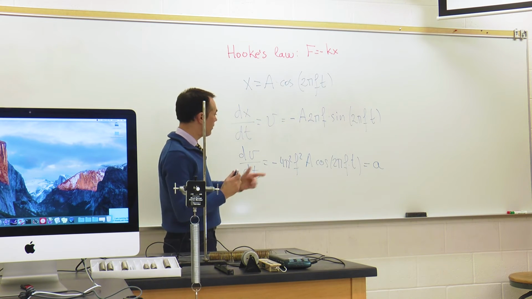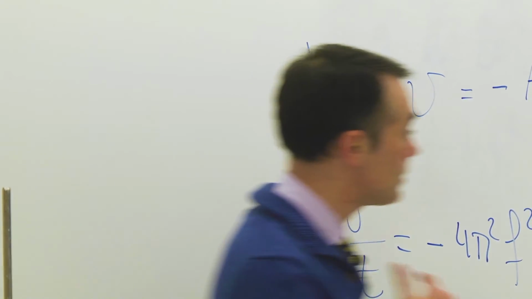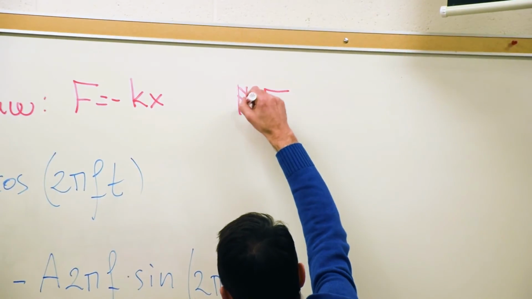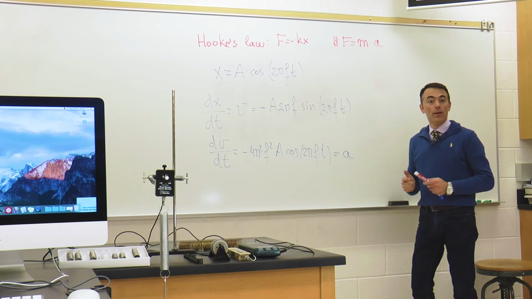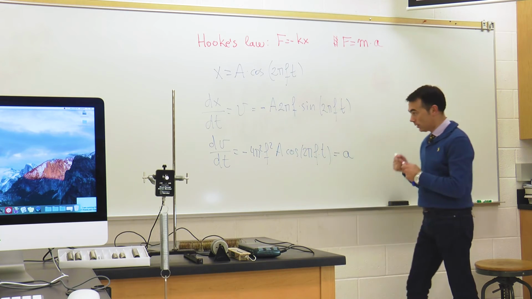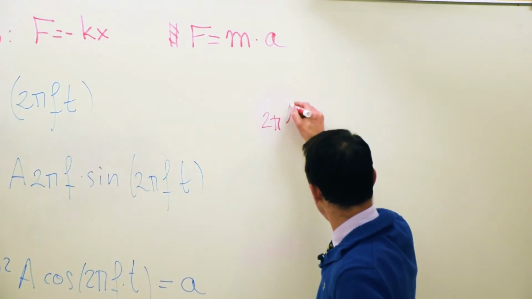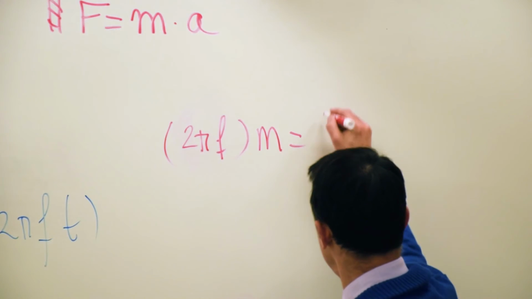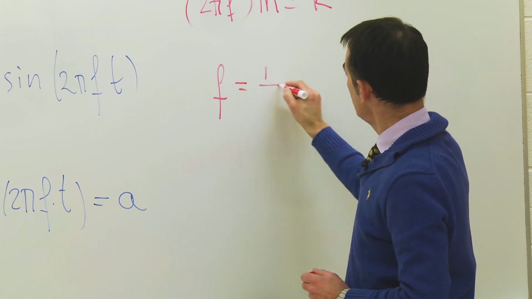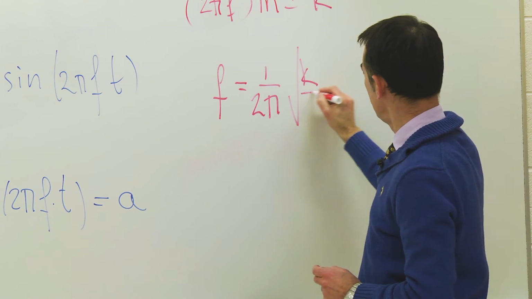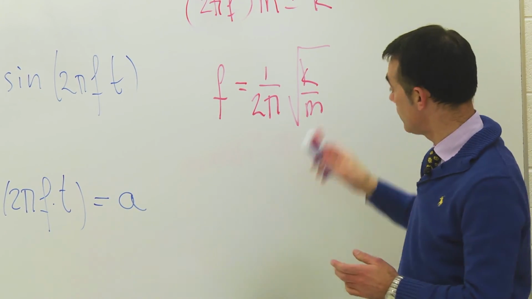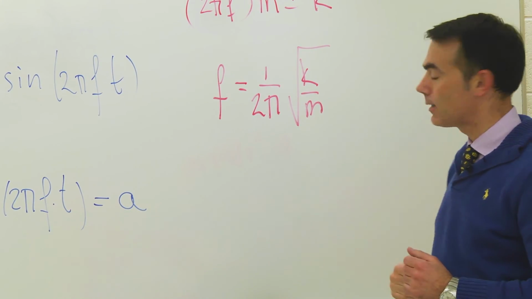And if we now compare this with Newton's second law, which tells us exactly this, it's an exercise for you to compare this expression, this other one, and this last result to obtain this. And from this you can get that the frequency is equal to 1 over 2 pi, the square root of k divided by m. So you can get the frequency of the movement by just characterizing the spring and knowing the mass that is moving.